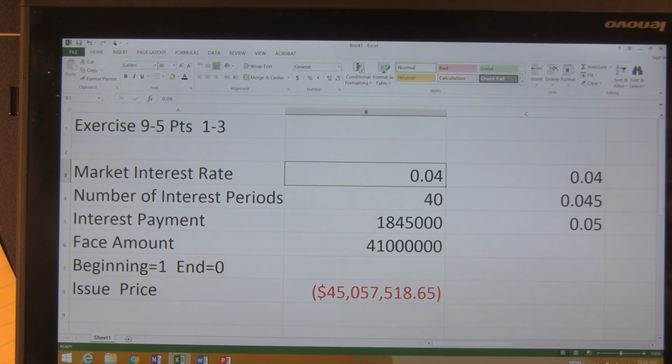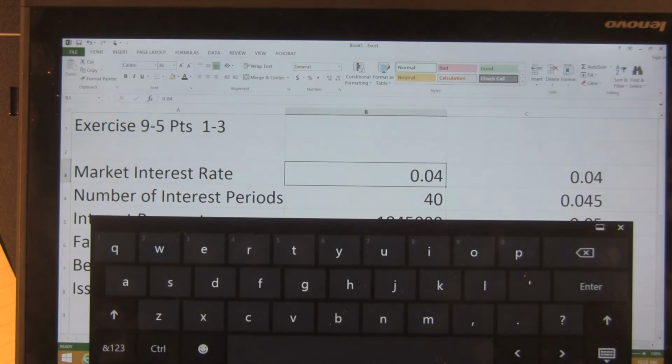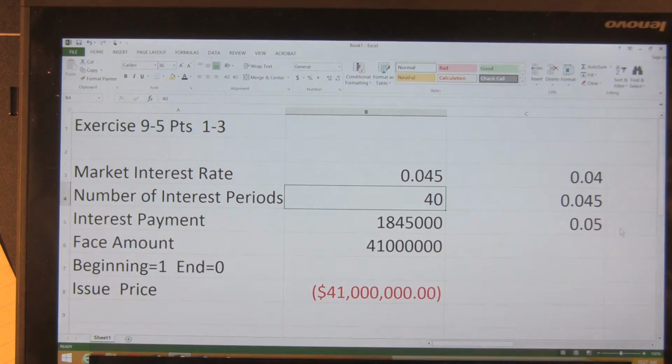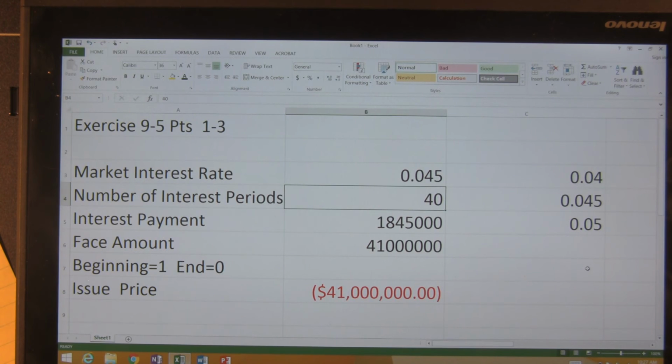All we need to do is change that number from 0.04 to 0.045, enter, close, we're done. That bond will sell for $41 million. Excel does all the work, you just have to put it in once. And we can continue and play this game all day. I don't know why we would, but we could.